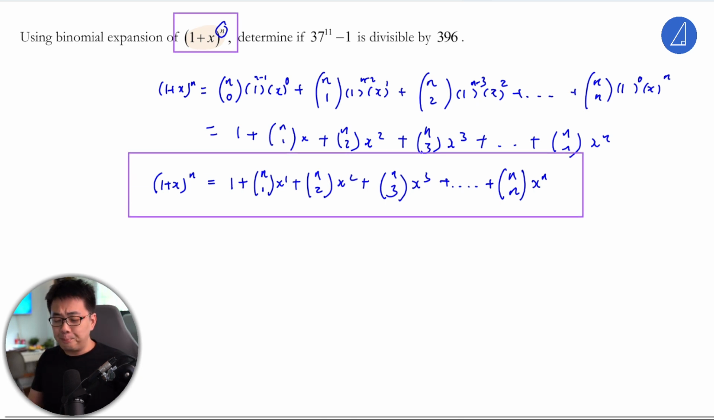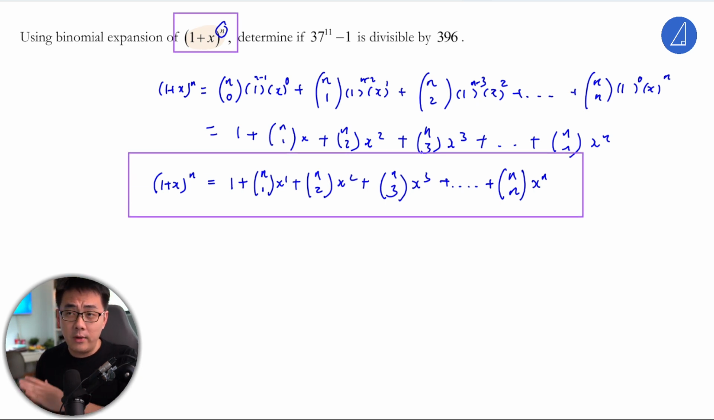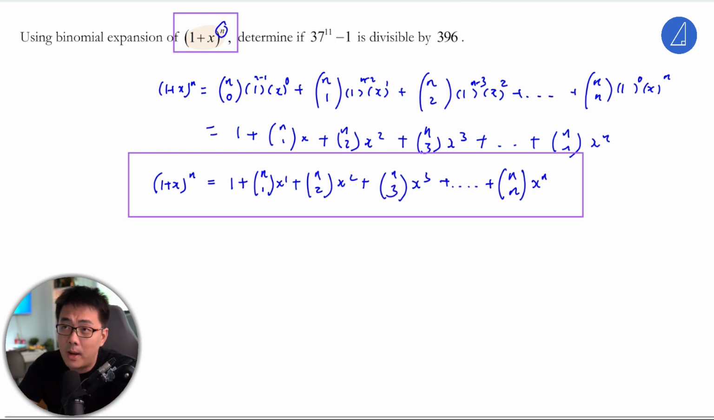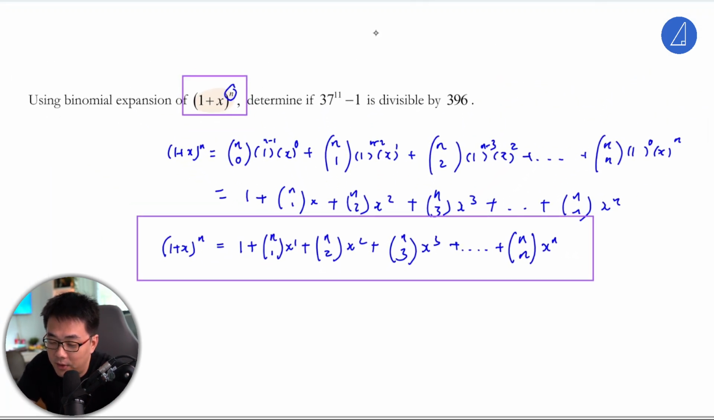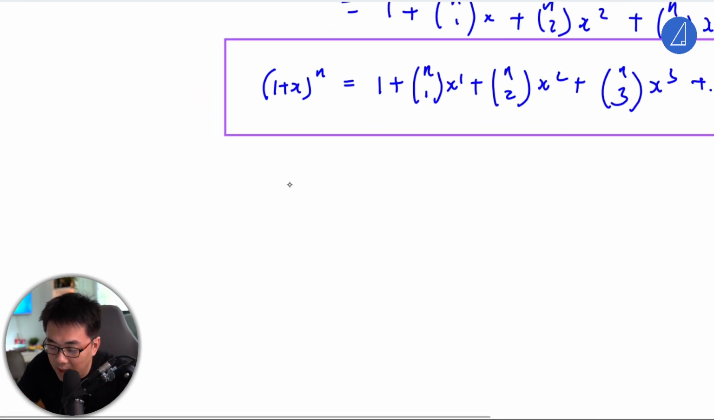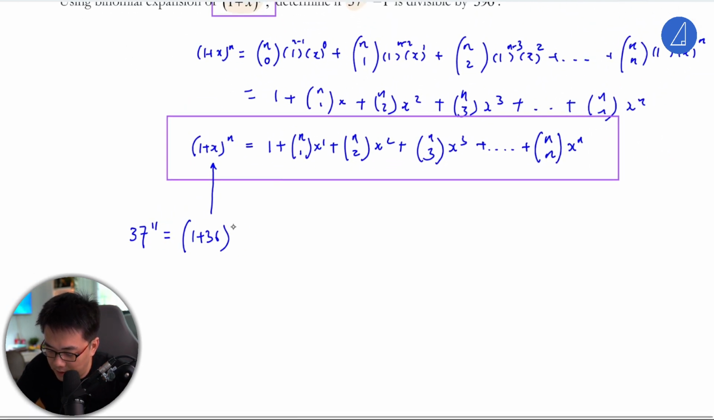Now determine if 37^11 minus 1 is divisible by 396. First of all, we know that the one which requires the binomial expansion is this one here. So what we need to do is let x be... Because if this is 37^11, this will be (1 + 36)^n, and n is 11 here. Meaning to say, x is 36 and n is 11, right?